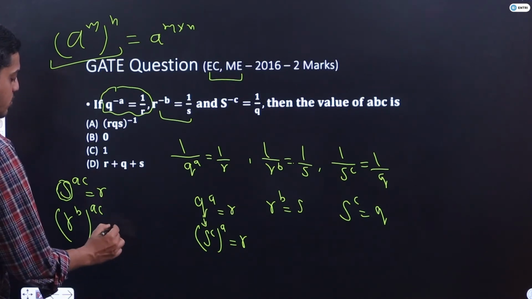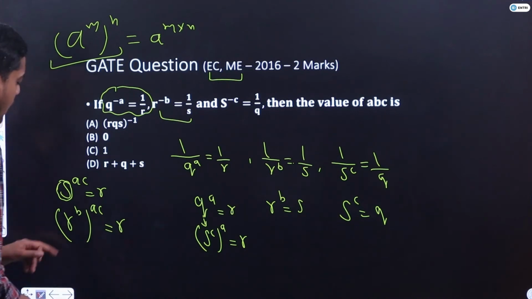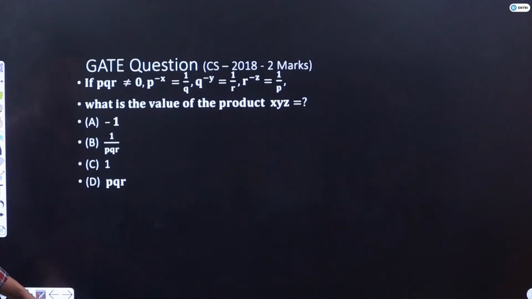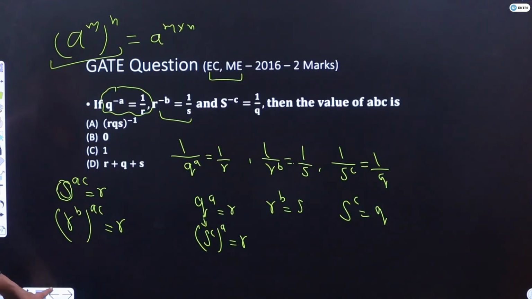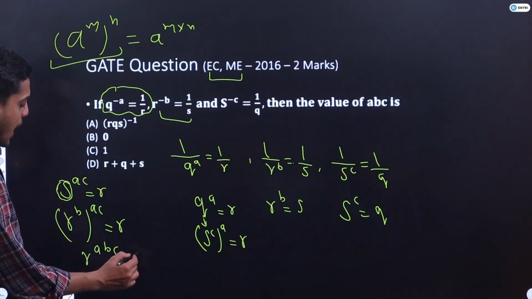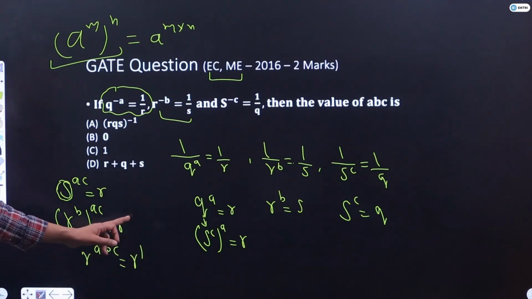Is equal to R. So now you will say R to the power B whole power AC. Ultimately, the powers will get multiplied, so R to the power ABC will be equal to R only. Yes or no? And here R to the power 1.